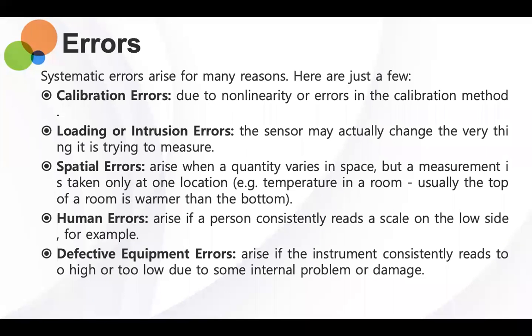Spatial error arises when a quantity varies in space, but a measurement is only taken at one location, right? So say we have an experiment where we want to determine the temperature of a room, but we only take the temperature at one section of the room. What about the other side? What about at the top of the room? Because usually the top of the room is warmer than the bottom. Why?